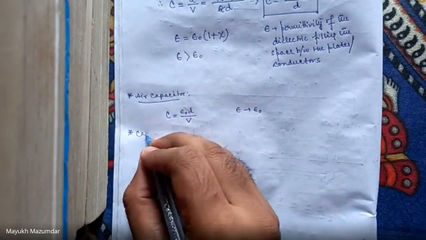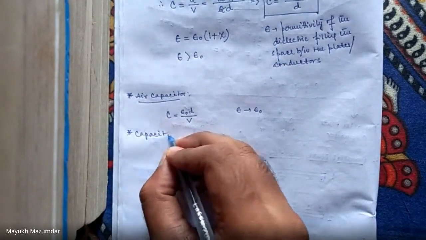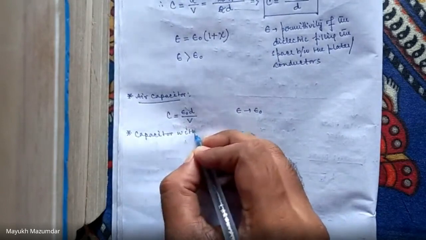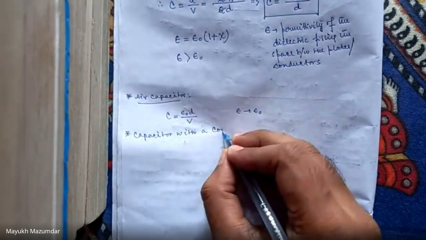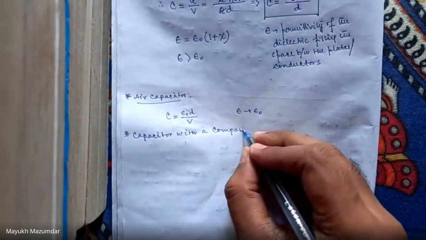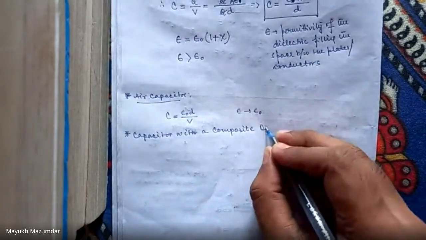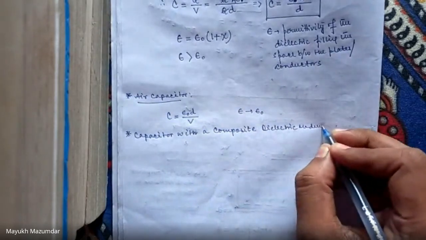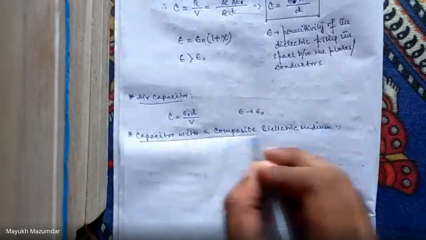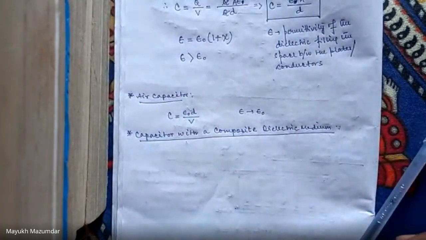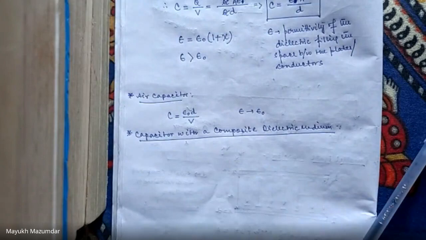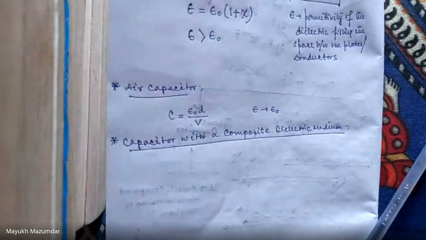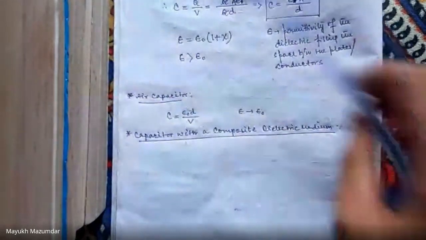Now the interesting part is a capacitor with a composite dielectric medium. Can someone tell me what this thing can be? What does the name suggest? What can it be?